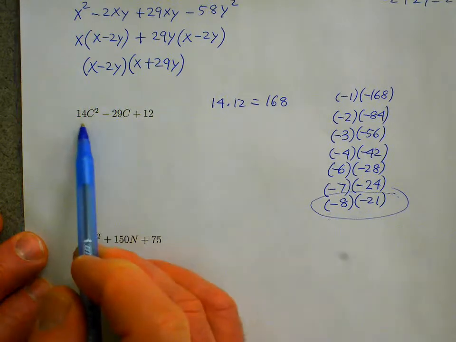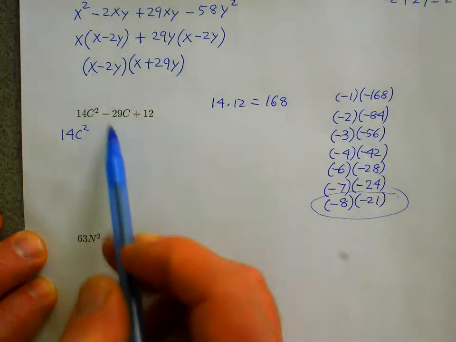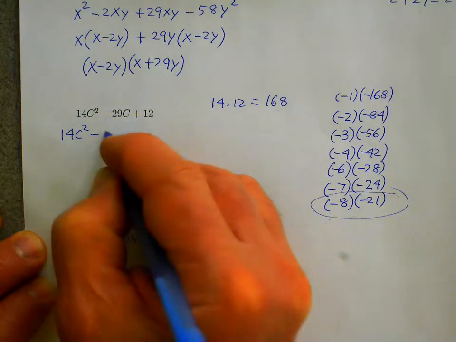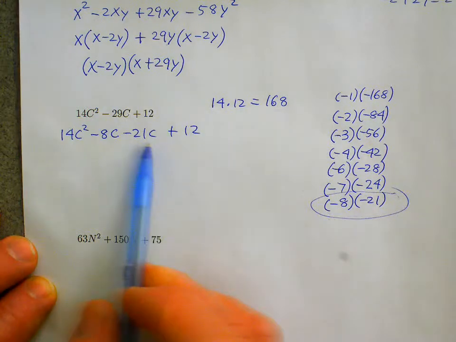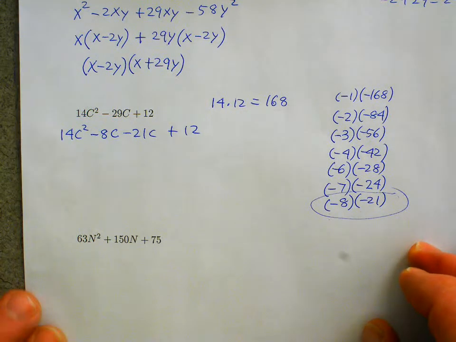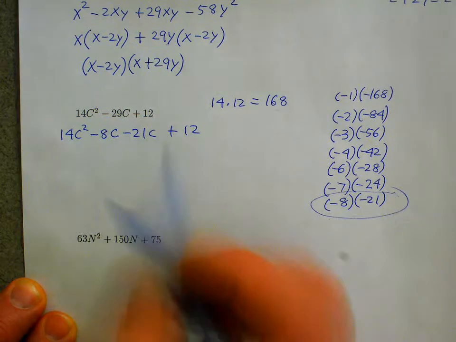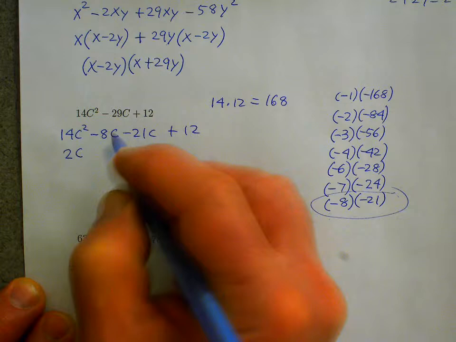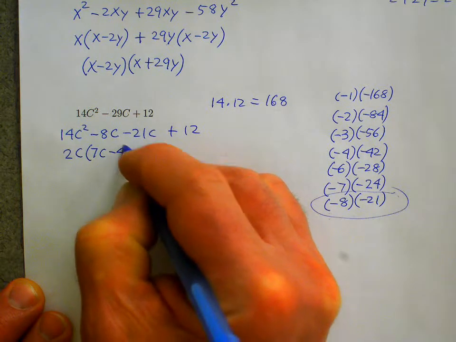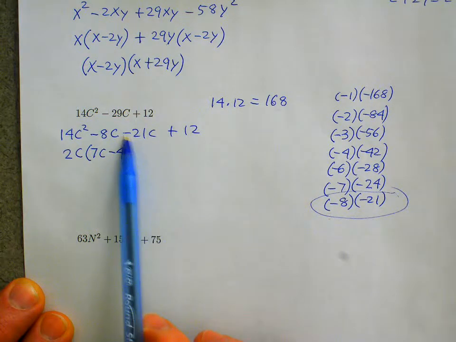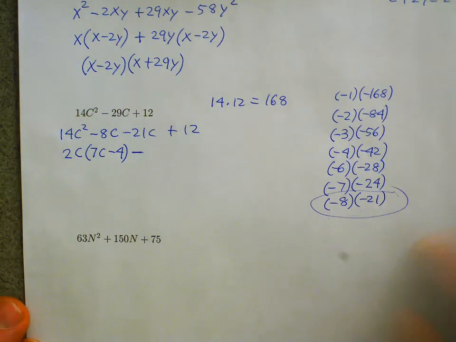So we transform the trinomial into a quadronomial. We replace the -29c with -8c minus 21c. You could do that in the other order if you want. It doesn't matter. But then we factor by grouping. Out of the first two terms, we factor out 2 times c, the greatest common factor. And then we're left with 7c minus 4. The middle operator is subtraction. So bring down the middle operator.